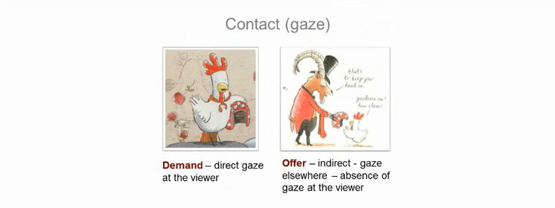Contact or gaze is when the person or character in the image is looking directly at us. That's called a demand. If the characters are looking at each other, not at us, it's called an offer. It's an indirect gaze.